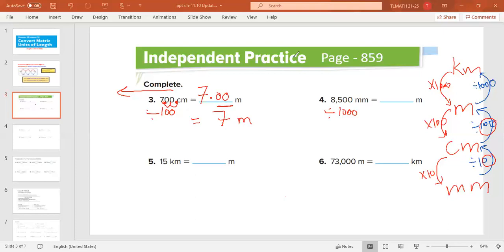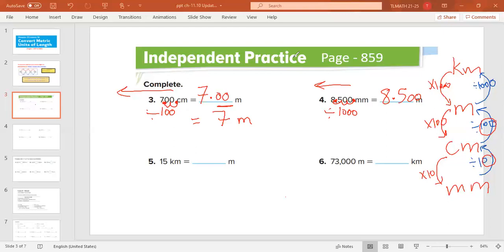Now where is my decimal point? Here is my decimal point because it's a whole number. I'm going to move it to the left side 3 decimal places. So let's do it. 1, 2, and 3. Now what should the answer be? 8.500. As I told you, you can add these 2 zeros or you can remove them.